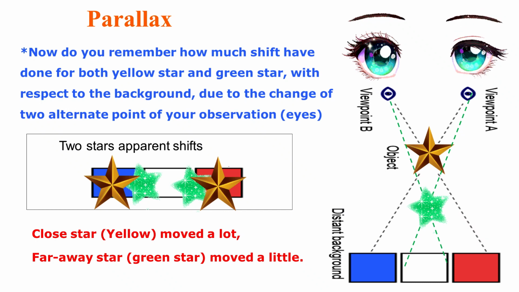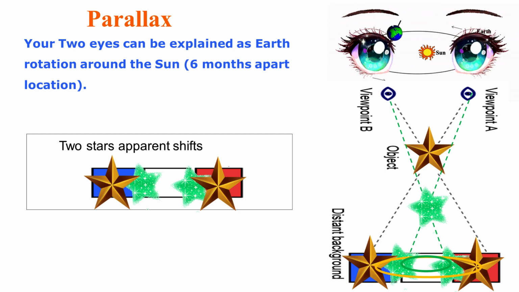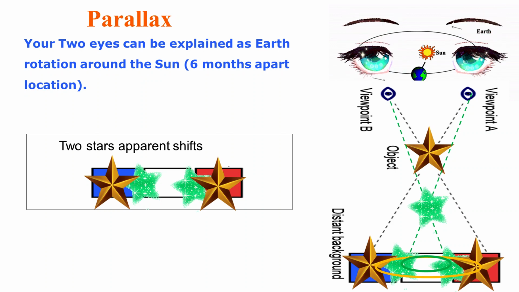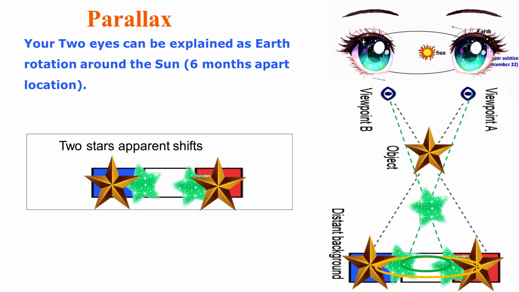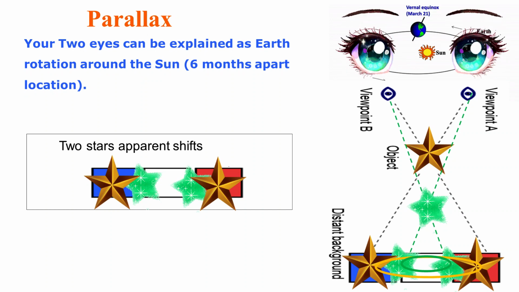Close star, yellow one, moved a lot. Far away star, green one, moved a little. Your two eyes can be explained as Earth rotation around the Sun, 6-month apart location. We observe the yellow star and green star from the Earth and the Earth's orbit around the Sun in 1 year.